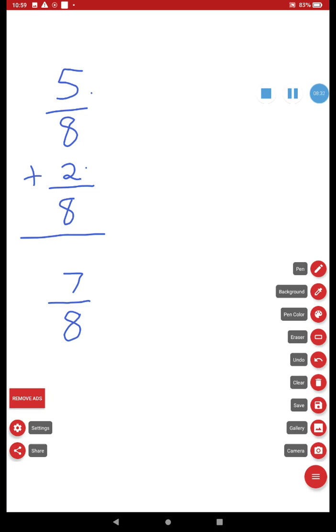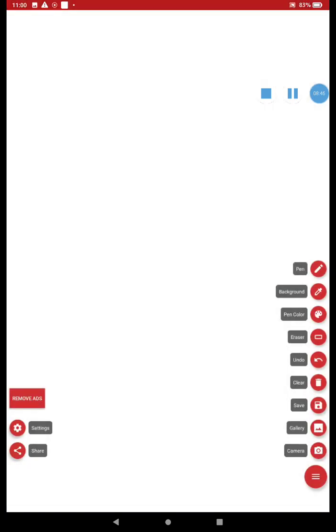7/8. Now I need to simplify. Can I simplify? No, I can't, because 7 is prime. 7/8 is my answer. Now let's look at an example where the denominator is not alike.